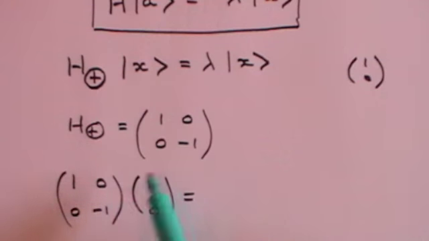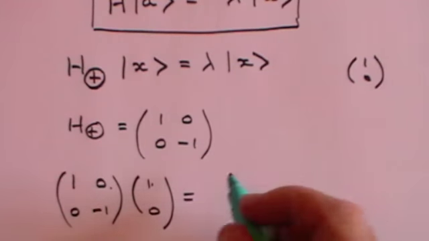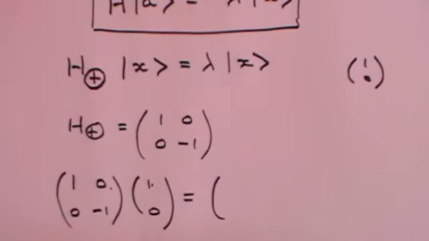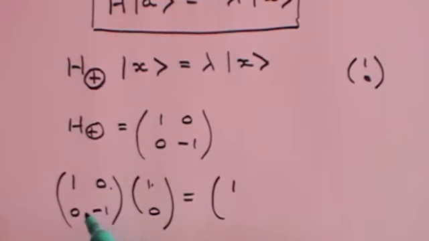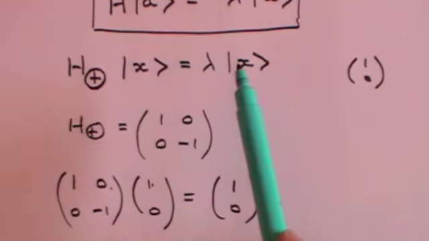It's 1 times 1 plus 0 times 0 is the top number. Well, 1 times 1 plus 0 times 0 is 1. And then for the bottom number, it's 0 times 1 plus minus 1 times 0. Well, 0 times 1 is 0. Minus 1 times 0 is 0. That's 0. That vector and that vector are exactly the same, which is what we expected to get here.